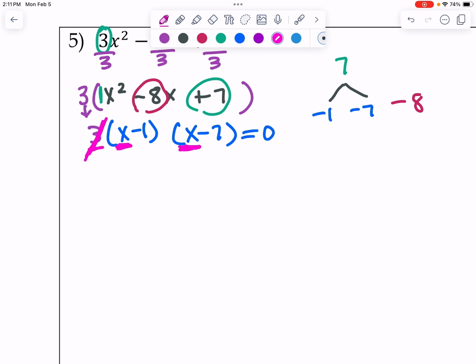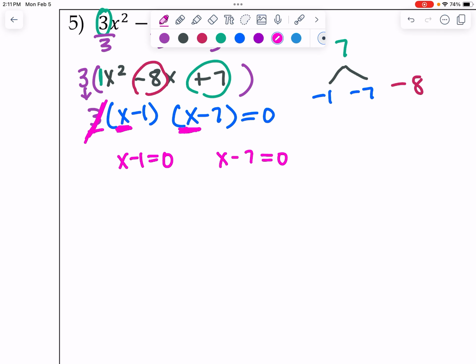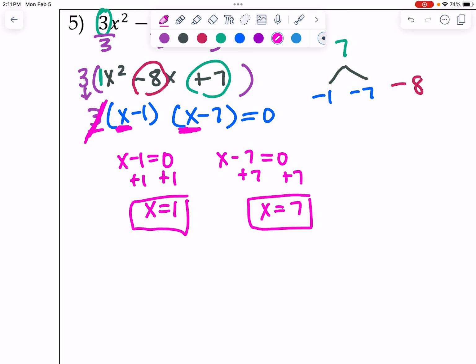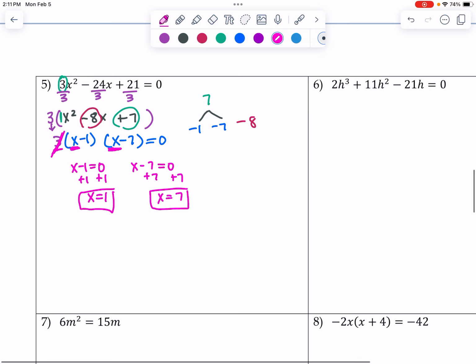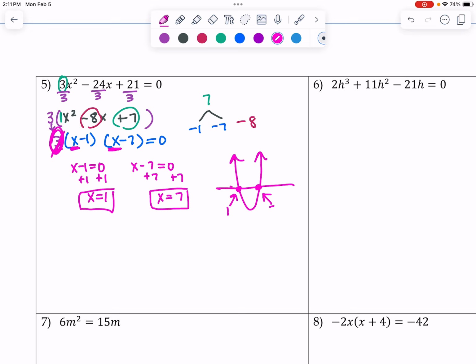And so here's where our two solutions are going to come from. We're going to set the x minus 1 equal to 0, the x minus 7 equal to 0, and then solve for the x. We get x equals 1, and we get x equals 7. And so if we were to graph this, it would probably be a little bit more narrow of a parabola because of that vertical stretch by 3, but it would still have x-intercepts at 1 and 7.